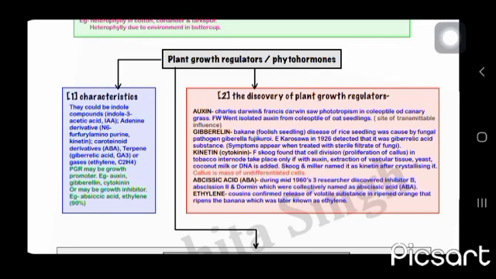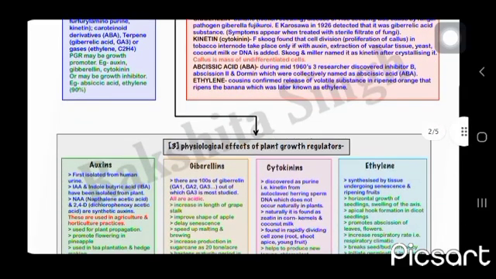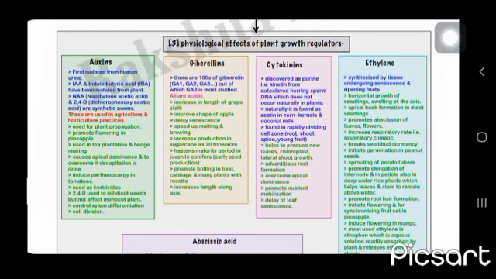Cytokinin: F. Skoog found that the cell division in tobacco internode takes place only if the auxin, extract of vascular tissue, yeast, coconut milk, or DNA is added. Callus is the mass of undifferentiated cells. Abscisic acid, ABA: during mid-1960s, three researchers discovered inhibitor B, abscission II, and dormin, which were collectively named as abscisic acid. Fourth, ethylene: Cousins confirmed release of a volatile substance from ripened orange that ripens the banana, which was later known as ethylene.